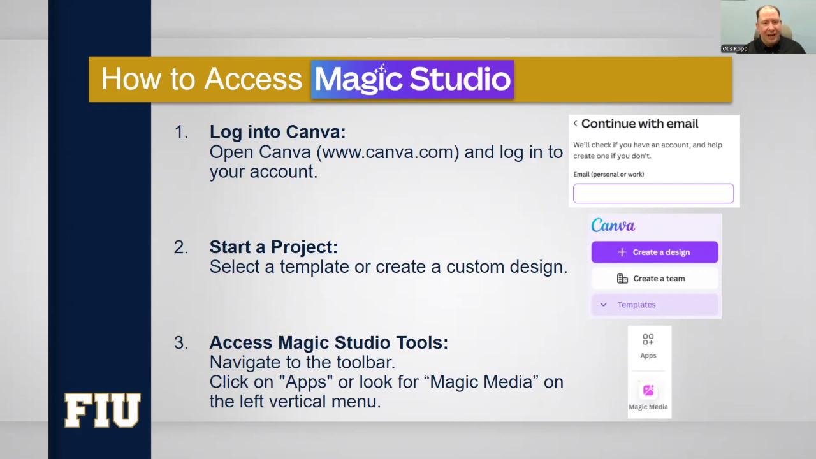potential employers and clientele. Now, first, once you've logged into your Canva account, you'll start a project by selecting a template or creating a custom design. You would then navigate to the toolbar on the left side of your screen, click on the Apps or the Magic Media section, and this will allow you to access the Magic Studio tools. And once you're in, you'll see a variety of options tailored to different design needs. Now, let's explore some of these tools in action.